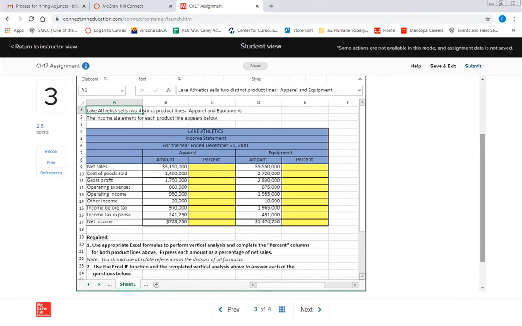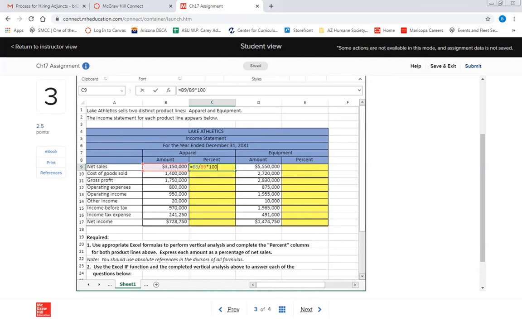We are going to calculate our vertical analysis on these two segments. We have an apparel segment and an equipment segment. So what we do is we take our first sales, or net sales, and divide that by, again, our net sales. Oops, I forgot to do divided by our net sales. And then we multiply that by 100.